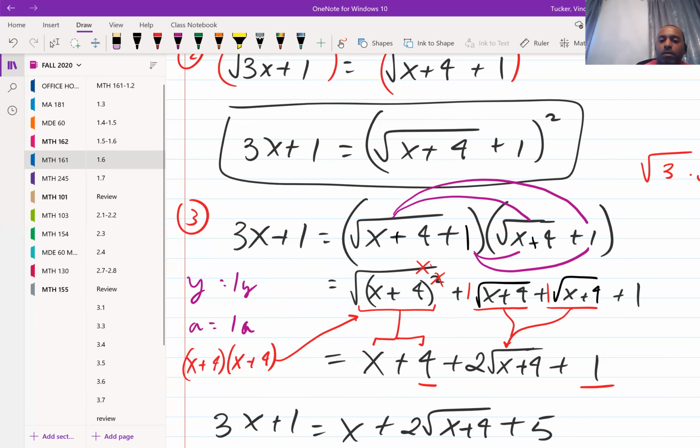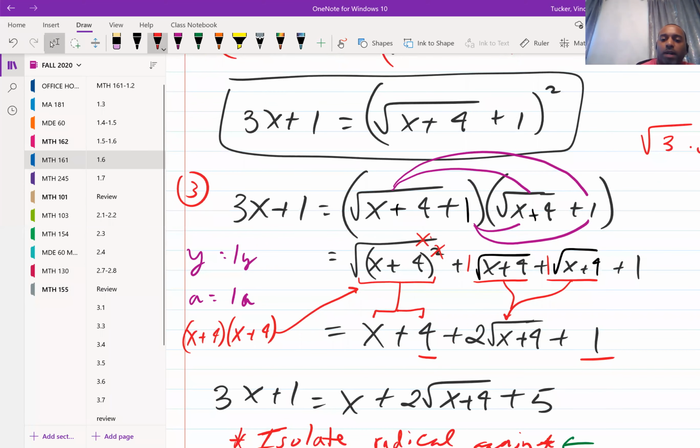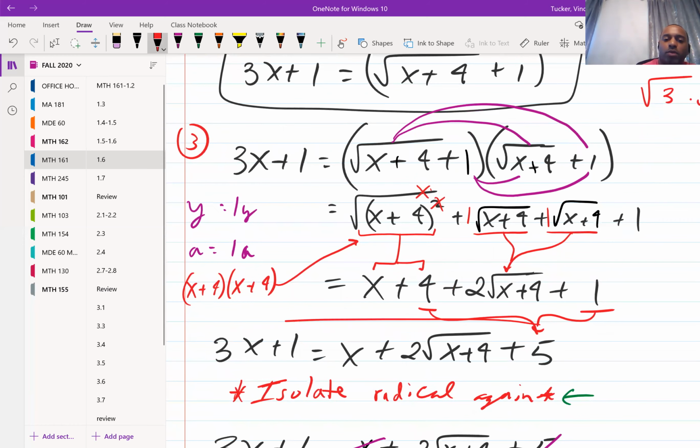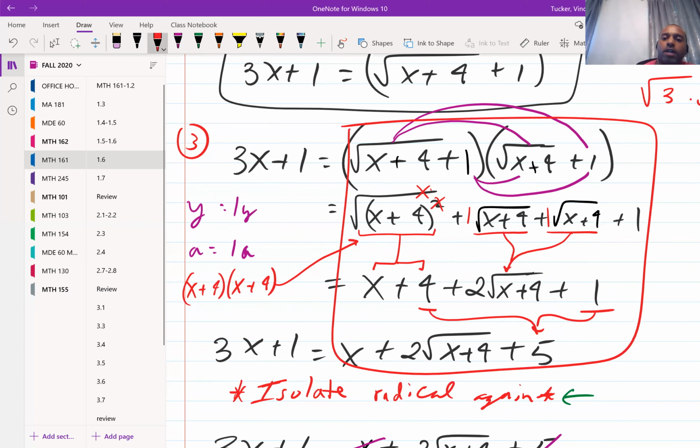All right. So now we can combine the like terms, 4 and 1 will give us just this 5 right here. And this is our most simplified expression up to this point. So don't forget we did have 3x plus 1 on the left side of the equal sign, that's still there. All that we did over here is just simplifying the right side of that equal sign.